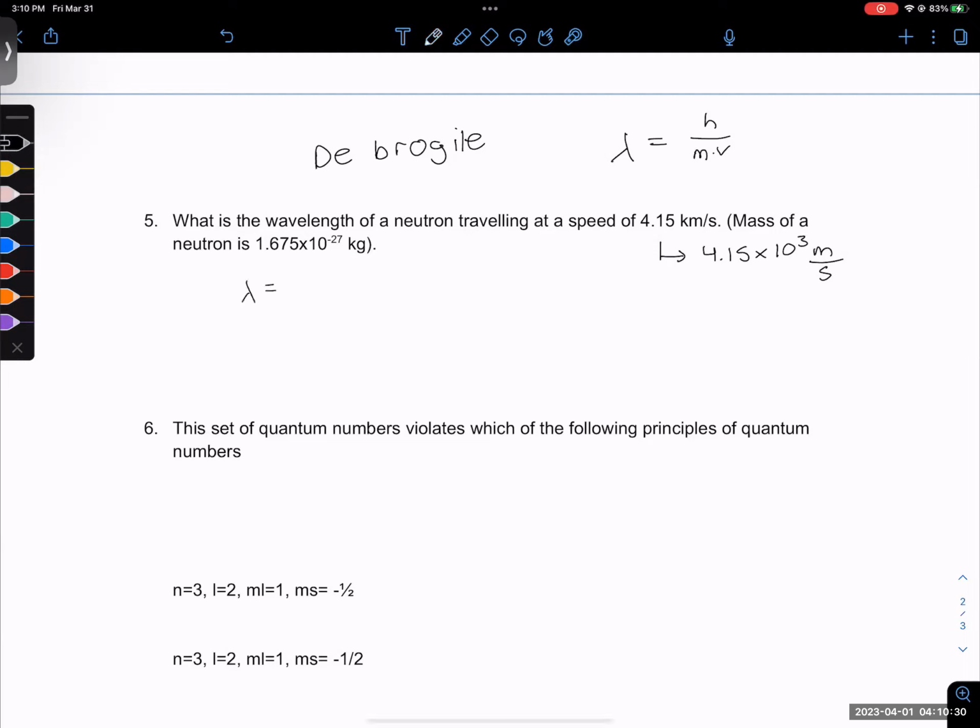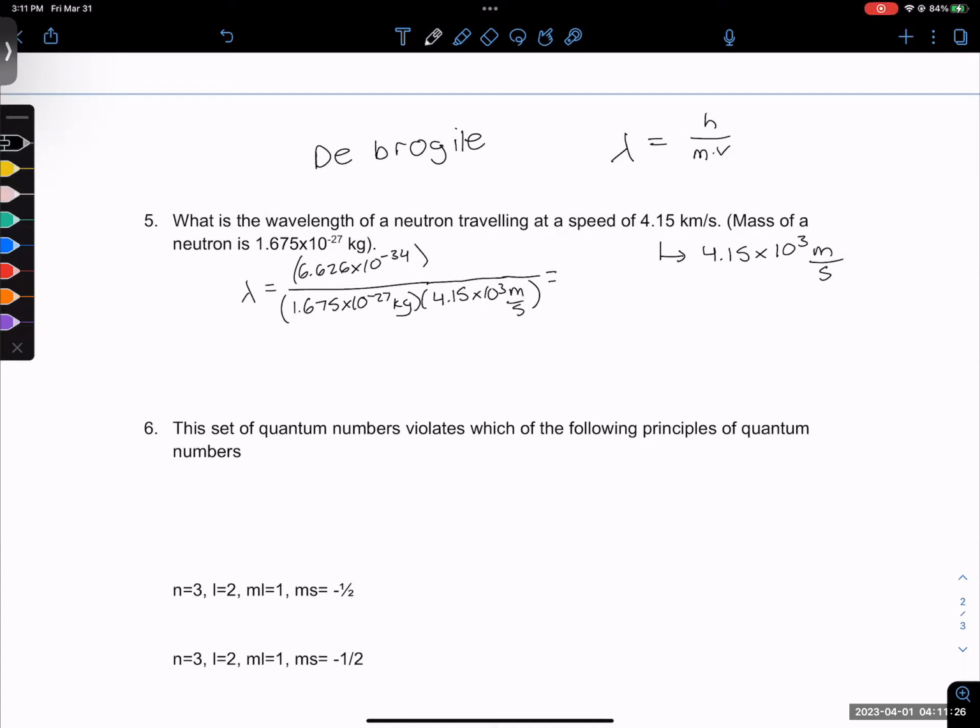So all we have to do is set that De Broglie wavelength equal to 6.626 times 10 to the minus 34. And we're going to divide by the mass in kilograms. So 1.675 times 10 to the minus 27 kilograms. And we're dividing it by the velocity of the object as well. So that would be 4.15 times 10 to the third meters per second.